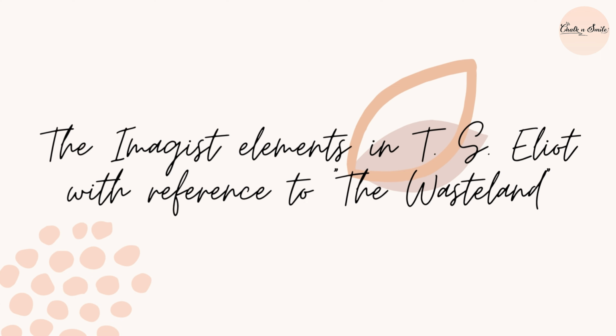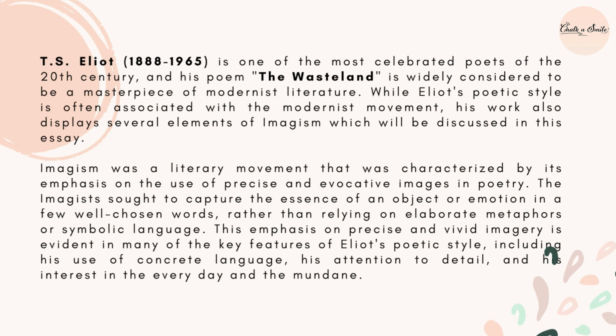T.S. Eliot, born in 1888 and died in 1965, is one of the most celebrated poets of the 20th century, and his poem The Waste Land is widely considered a masterpiece in modernist literature. While Eliot's poetic style is often associated with the modernist movement, his work also displays several elements of imagism, which will be discussed by me today in this video.